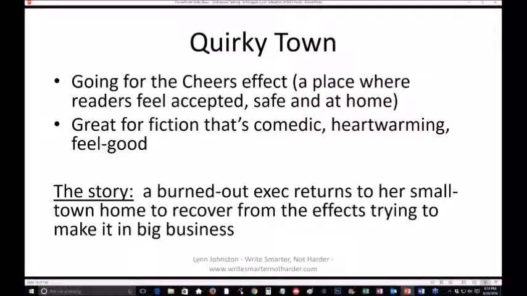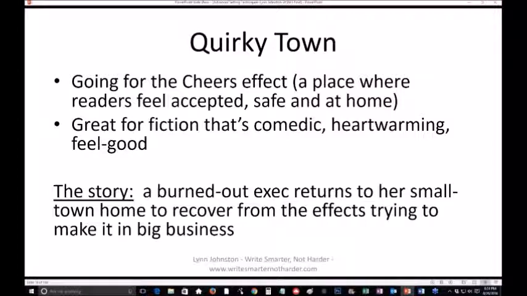So first, we're going to look at Quirky Town. It's going to be kind of a small town. We're going to try and create the Cheers effect with it. It's going to be a place where readers feel accepted and safe and home. It's one of those places where everyone knows your name and everybody's a little offbeat and weird, but it's cool. And this kind of setting is fantastic for fiction that's comedic, for fiction that gives you a feel-good kind of story or that has heartwarming moments in it.